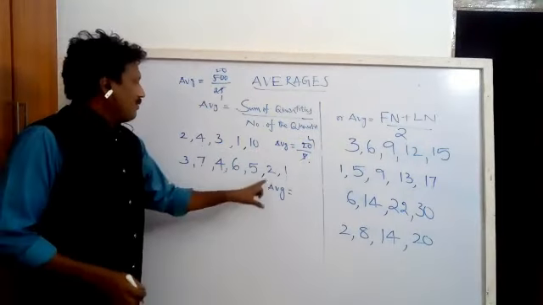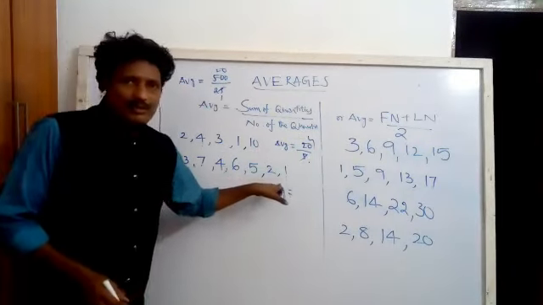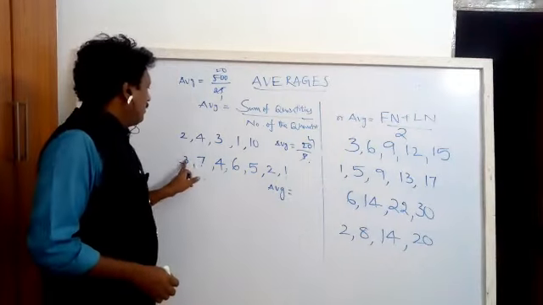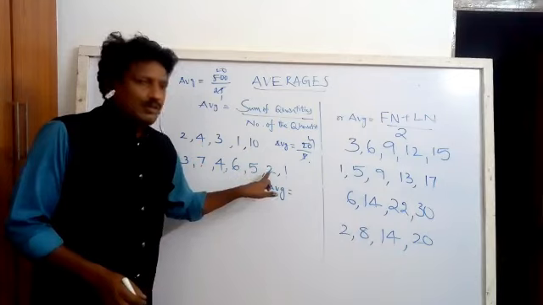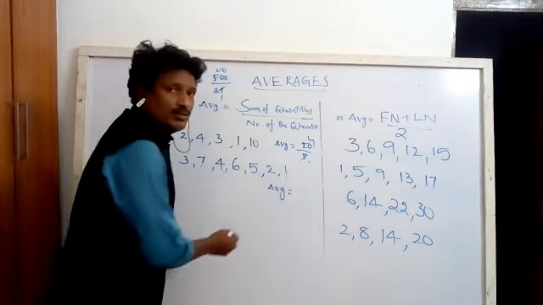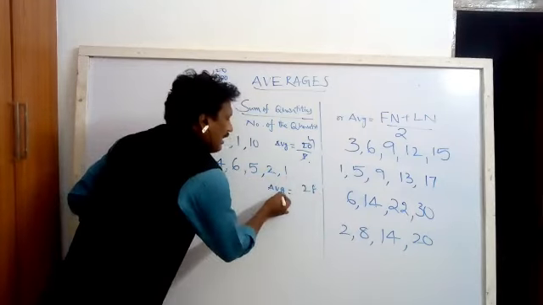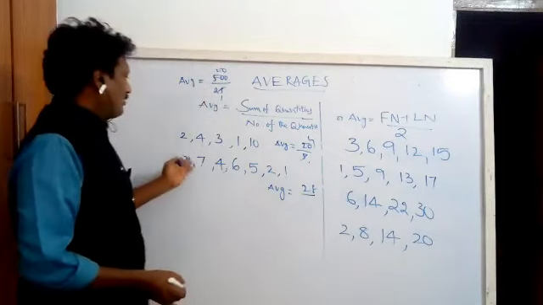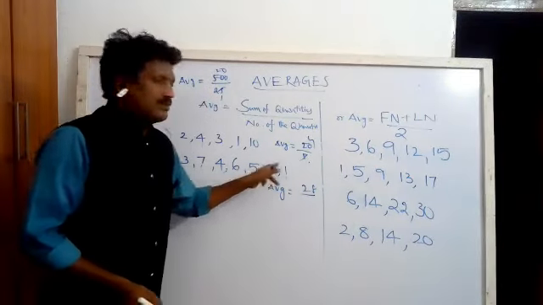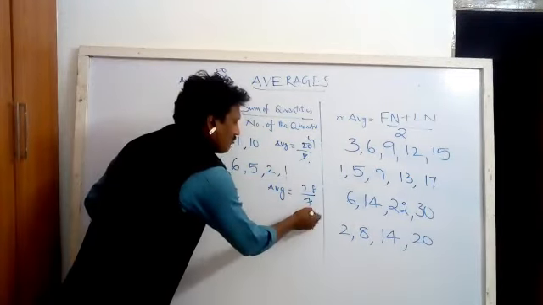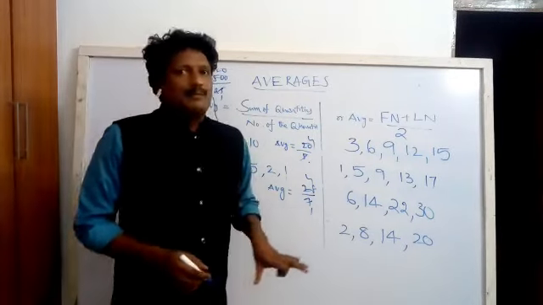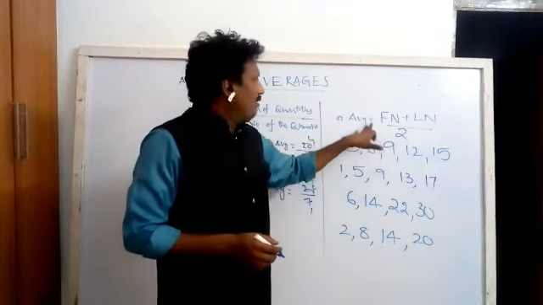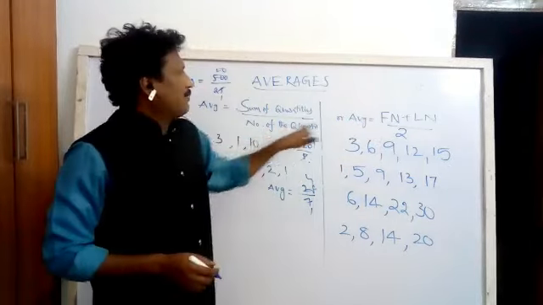Here also, I have given 6 quantities, so to find the average: 3 plus 7 is 10, plus 4 is 14, plus 6 is 20, 25, 27, 28. The total is 28. Average is the sum of the quantities by the number of quantities, 1, 2, 3, 4, 5, 6, 7. So 7 fours are 28. So here the average is 4. But here, we are not using this formula, the sum of the quantities by the number of quantities.